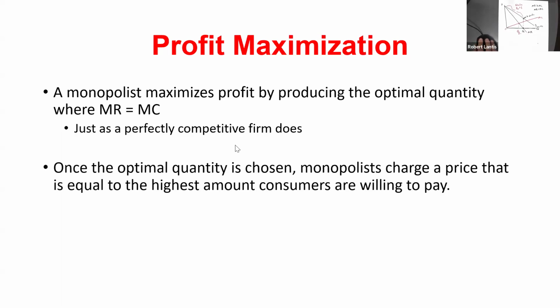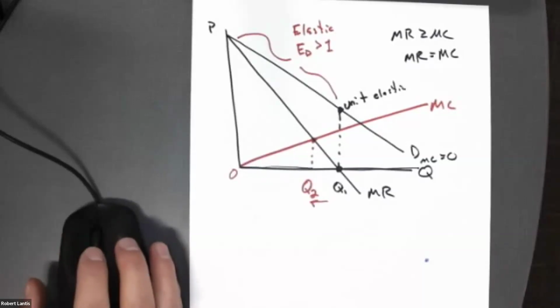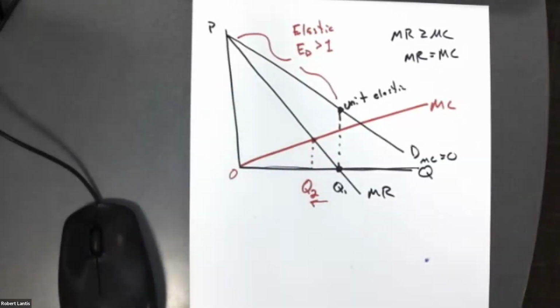So no difference there. However, once they choose that quantity, unlike these perfectly competitive firms that just faced a horizontal demand curve, well, for these perfectly competitive firms, that meant when the price was equal to marginal revenue was equal to marginal cost, the price they set was simply equal to whatever their marginal revenue and marginal cost were. With a monopolist, what's going to be true?